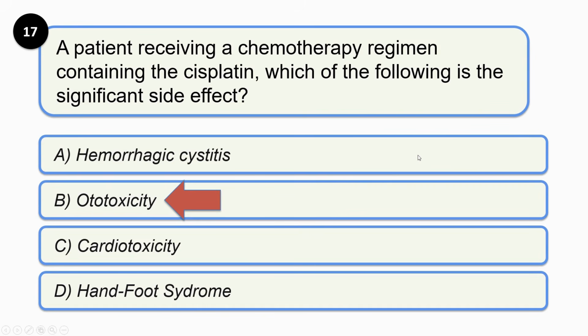Cisplatin is an anti-cancer drug known to have three major side effects. One of them is ototoxicity, meaning toxicity causing hearing problems can happen. Also, cisplatin is a class of drug that can cause severe, very high nausea and vomiting. And additionally, it is nephrotoxic, which can be dangerous for the kidneys.